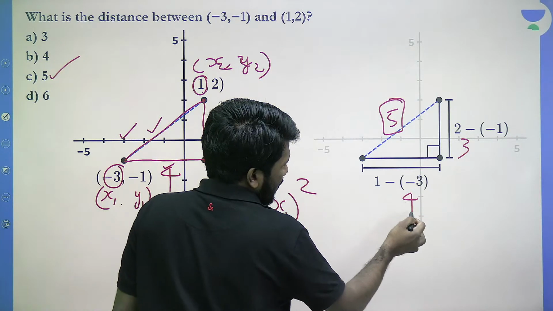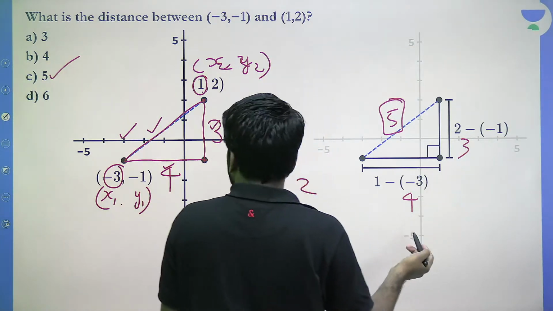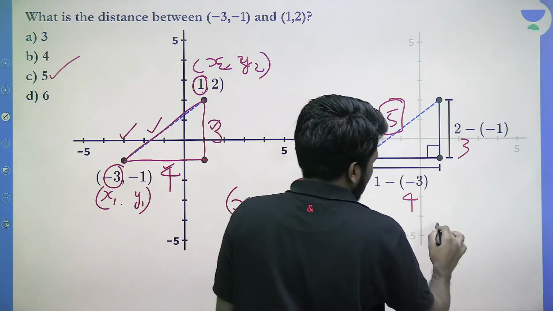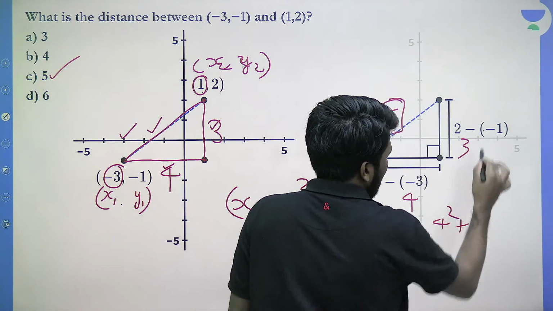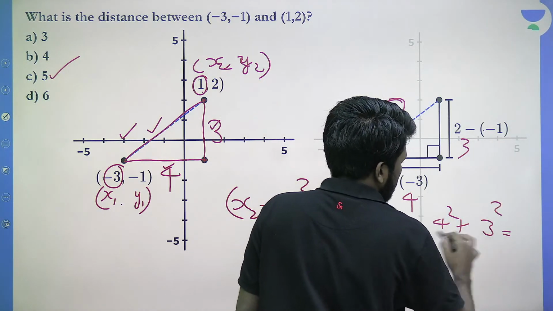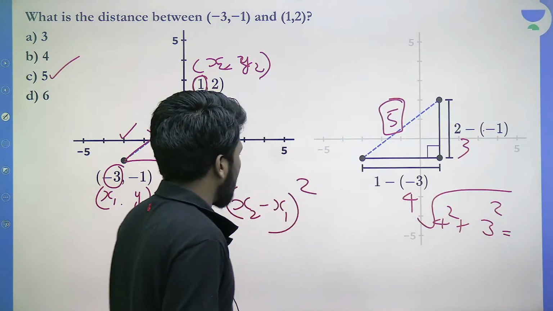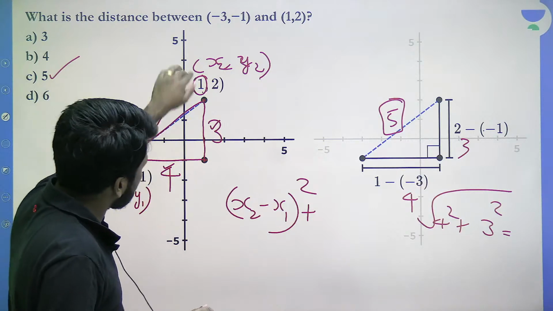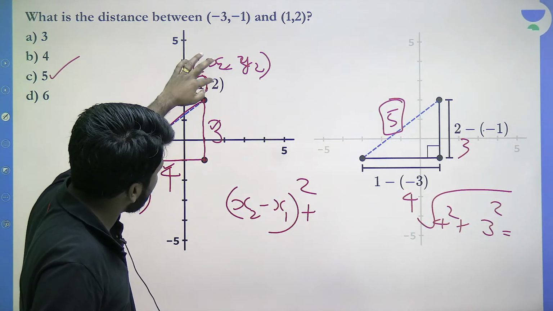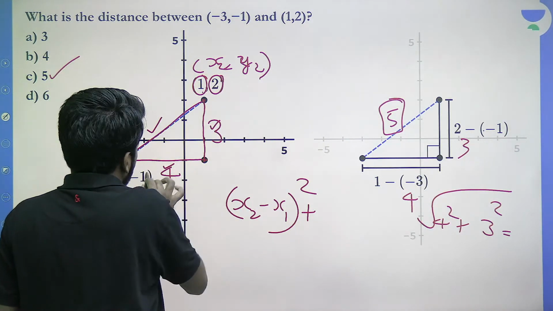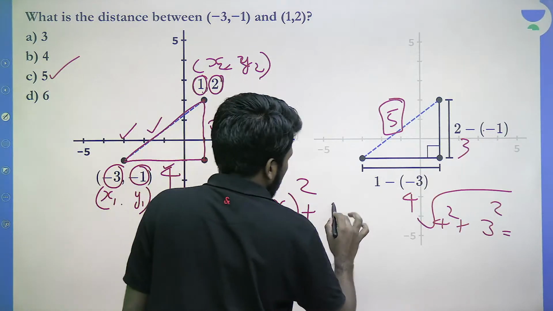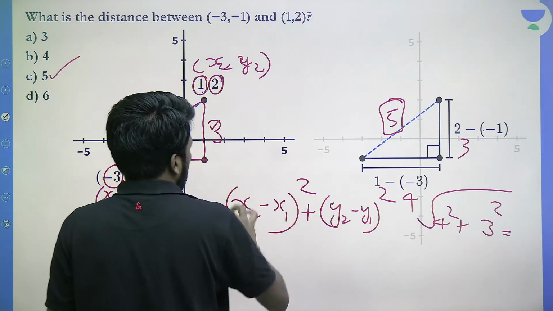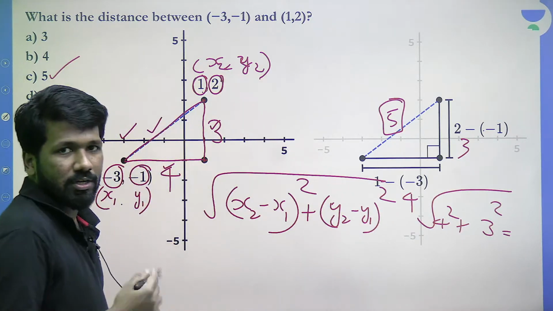What did we do? If you are using the Pythagoras theorem to find this, what are you doing? 1 minus -3, the whole square: 4 square plus this 3 square, square root of that. So (x2 minus x1) the whole square plus, and what is this distance? This vertical distance is the difference of the vertical values. y2 and y1 are the vertical values. So (y2 minus y1) the whole square, square root of this. And that is called the distance formula.